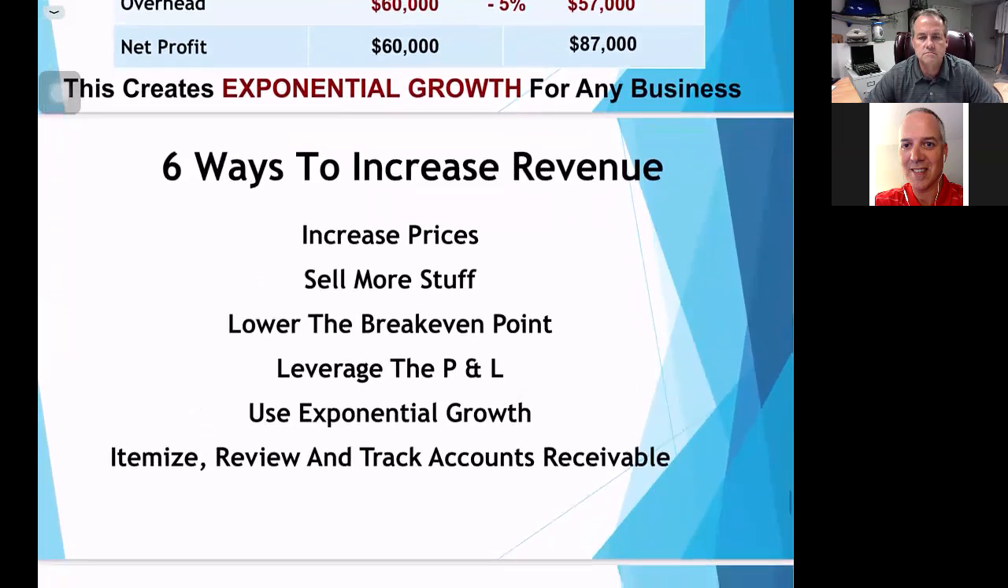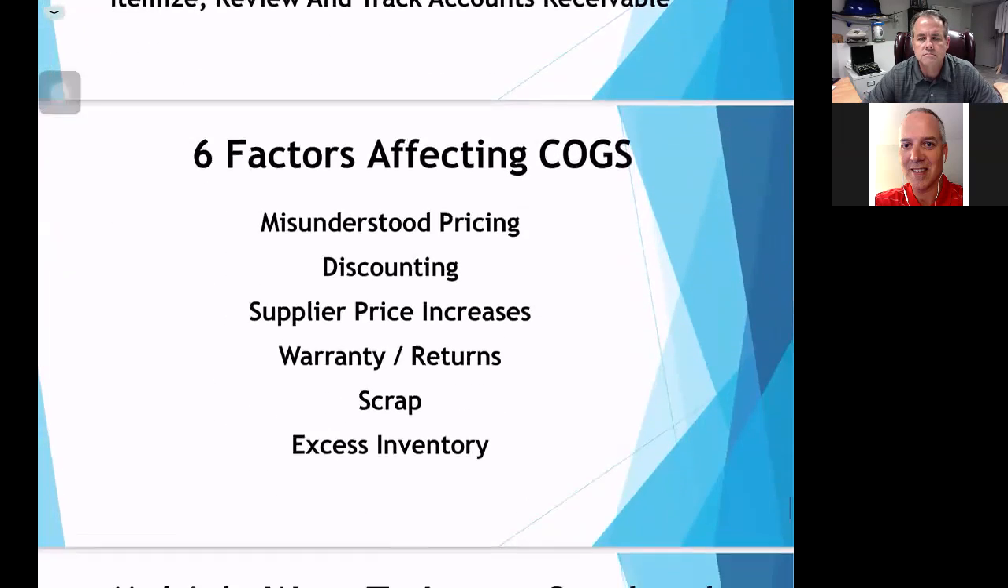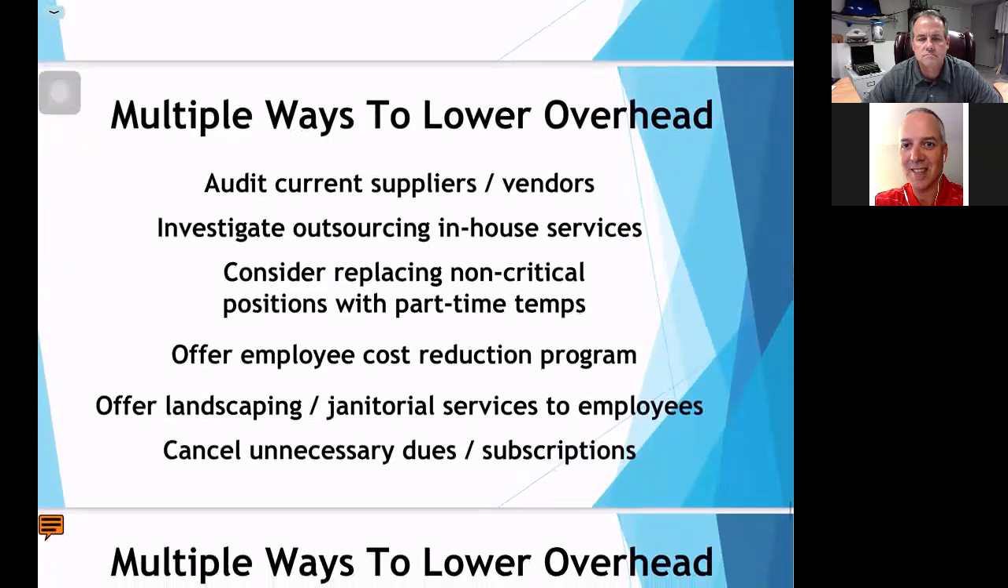The second one, 6 ways to increase your revenue: increase your prices, sell more stuff, lower the break-even point, leverage your profit and loss statement, use exponential growth, itemize and track accounts receivables. We talked about how that's a big one. And then this last one, today we were talking about 6 factors that affect your cost of goods sold or your variable costs. Misunderstood pricing: we talked about the difference between marking up 35% versus a 35% profit margin. We talked about how discounting really hurts your bottom line, as opposed to adding the wine and the extra desserts. We talked about how supplier price increases will hurt you, so shop around.